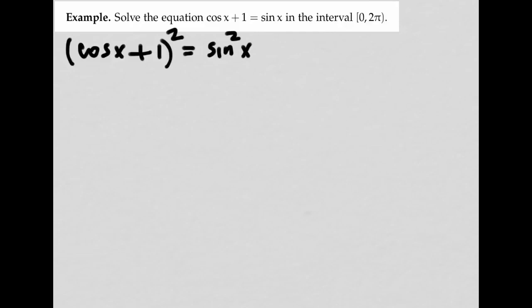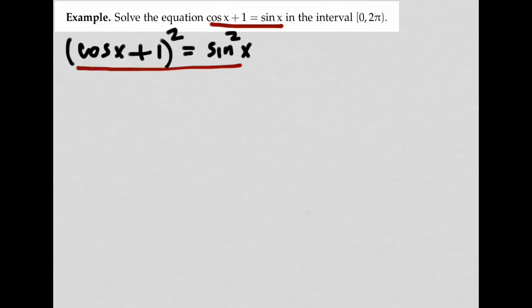The idea here is that the solutions to cosine x plus 1 equals sine x must be among the solutions of cosine x plus 1 squared equals sine squared x. So if we can find the solutions to this equation, the solutions to our equation cosine x plus 1 equals sine x must be a subset of the solutions of the squared equation. So let's proceed solving cosine x plus 1 squared equals sine squared x.